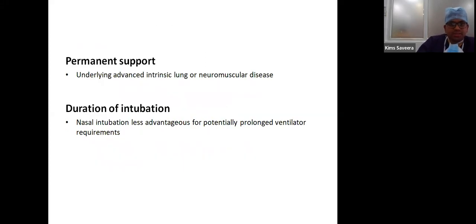In permanent support, generally where there are advanced intrinsic lung diseases or neuromuscular diseases, the permanent support of artificial ventilation is needed. And when it comes to duration of intubation, if we want a prolonged duration, then nasal is avoided, and oral is better than nasal.